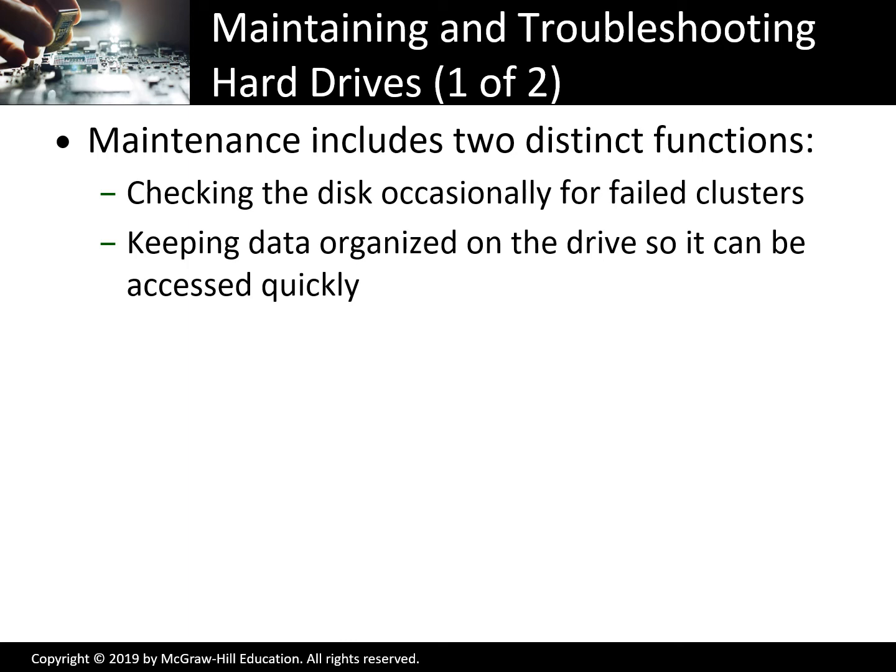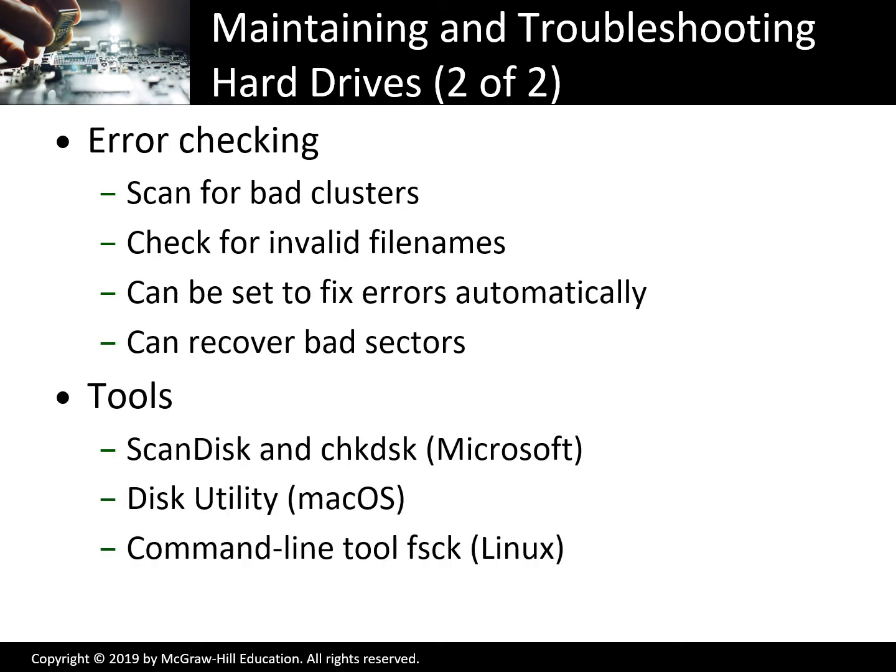Maintenance. Things that can go bad. You can have a hard drive fail. The clusters get old. The magnets don't work. The magnetic domains get old. And that's with the traditional. So what you can do is run check disk, etc., and you keep the information organized to get rid of the bad clusters. You can check for errors that way, check for invalid file names. You can do this with Scan Disk, Disk Utility, or command line tools with Linux.